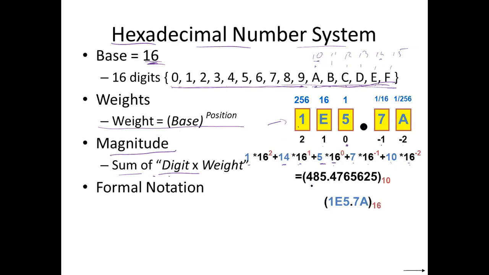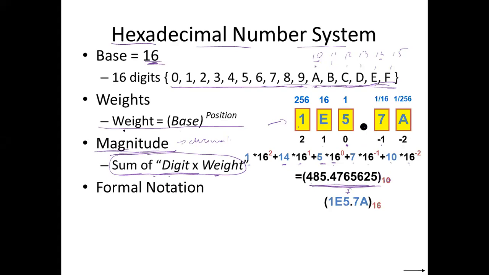Okay, it can be calculated by using a calculator, and the answer is 485.476565. So this is the decimal number which is equivalent to 1E5.7A in hexadecimal number system. Okay, so for any given number system, hexadecimal, octal, or binary, you have to follow simply this rule: sum of digit into weight. This is the magnitude in decimal number system.